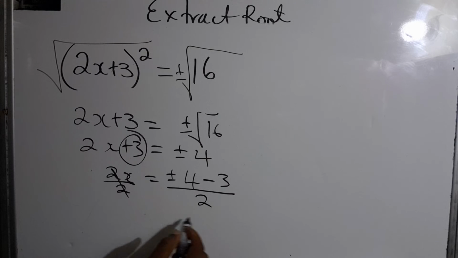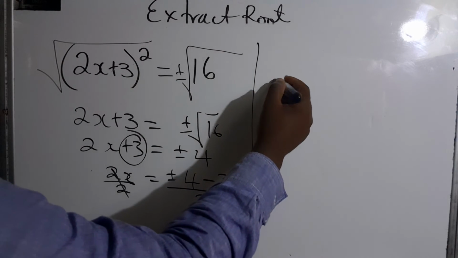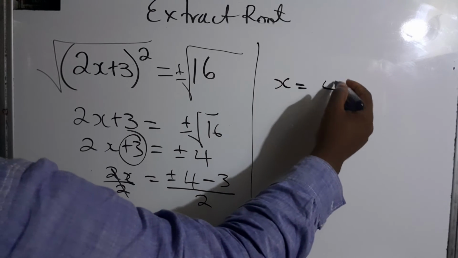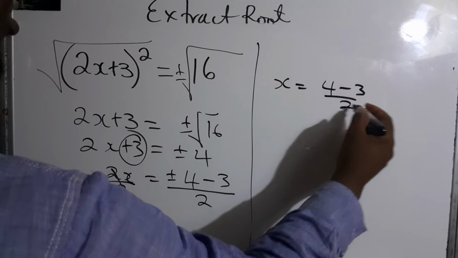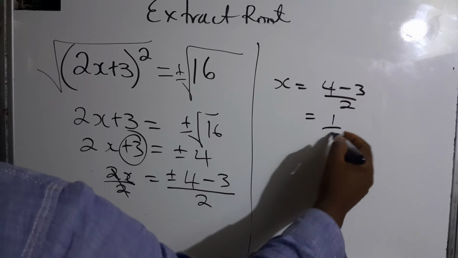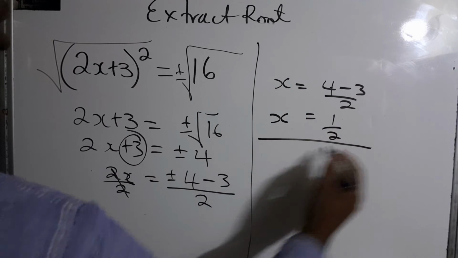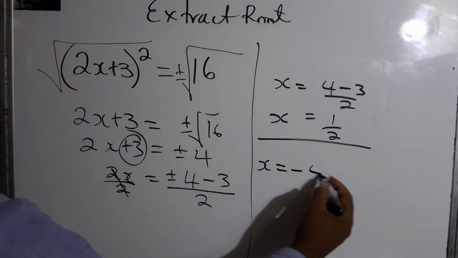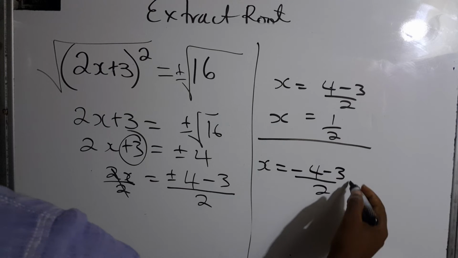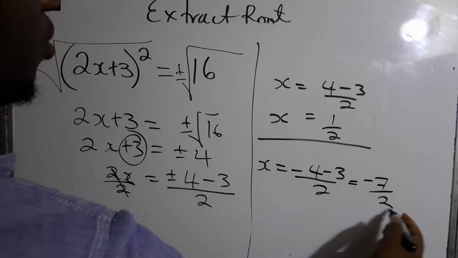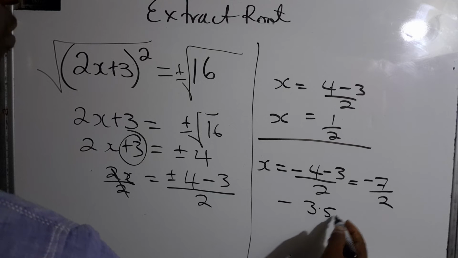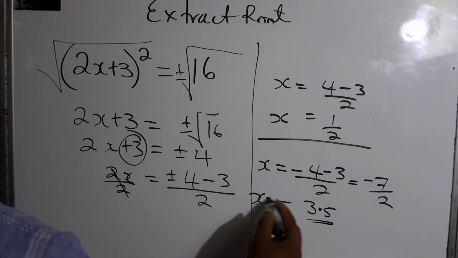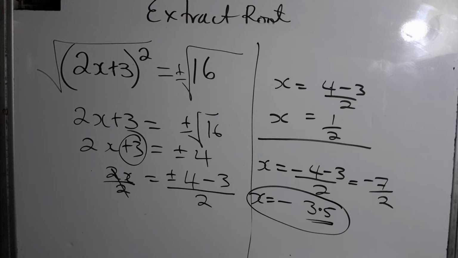So we're going to get two solutions. Let's look at solution 1. We're going to use the positive first. So it would be 4 minus 3 over 2. 4 minus 3, that's 1 over 2. So x is equal to a half. Let's look at the next solution. We use minus now, so it's minus 4 minus 3 over 2, which works out to negative 7 over 2, so that's negative 3.5. These are the two values of x: x equals a half and x equals negative 3.5.